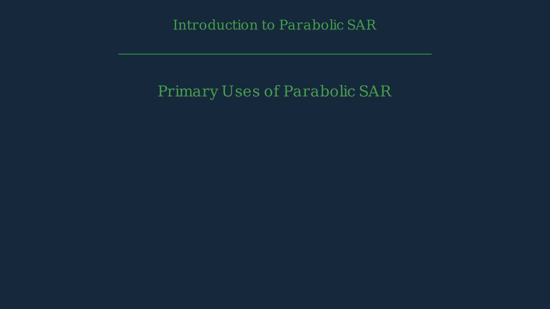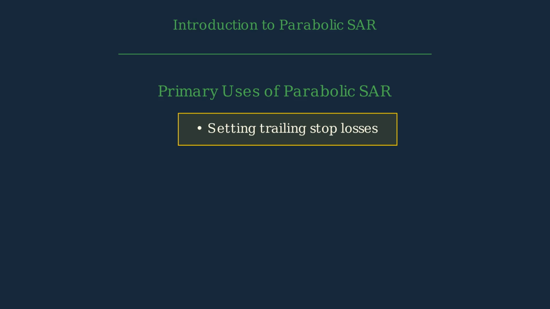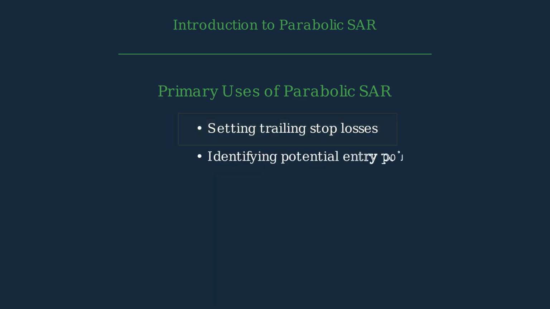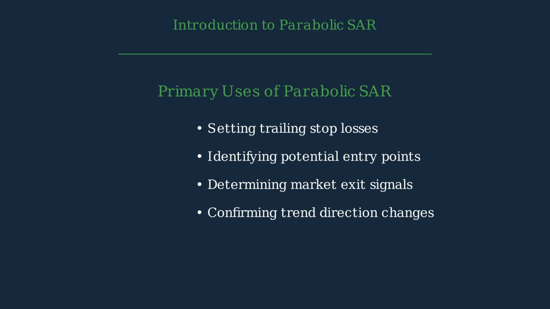Parabolic SAR has several primary uses in trading. First and most notably, it's used to set trailing stop losses that adjust as the price moves favorably. Traders also use it to identify potential entry points when price crosses the SAR dots. It provides clear exit signals when price crosses the dots in the opposite direction. And it helps confirm changes in trend direction, especially when used with other indicators. Overall, parabolic SAR is a versatile indicator, particularly valuable for trend-following traders who need adaptive stop-loss levels.